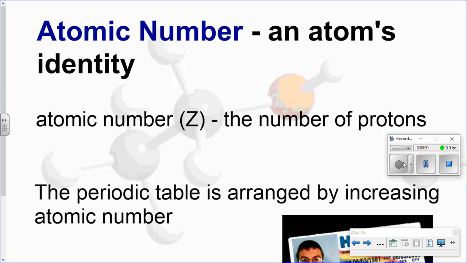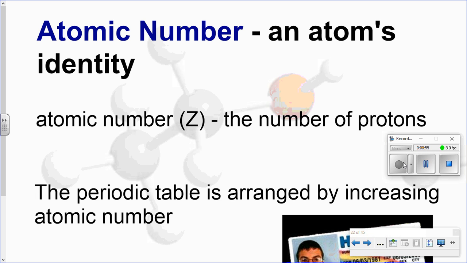So carbon has 6 protons, hydrogen has 1 proton, sodium has 11 protons. We know that. That's on the periodic table. And according to that periodic table, everything is arranged by increasing atomic number. In class I'll show you how the atoms are arranged by 1, 2, 3, 4, 5, 6, 7, and there are no blank spaces. So the whole periodic table is arranged by increasing atomic number.